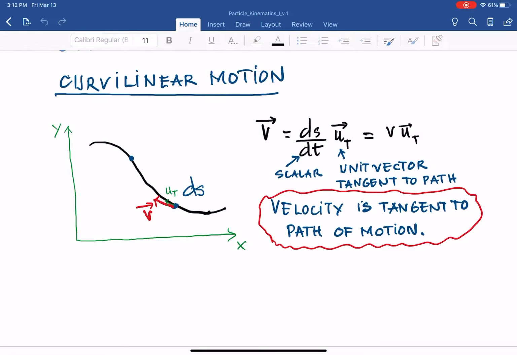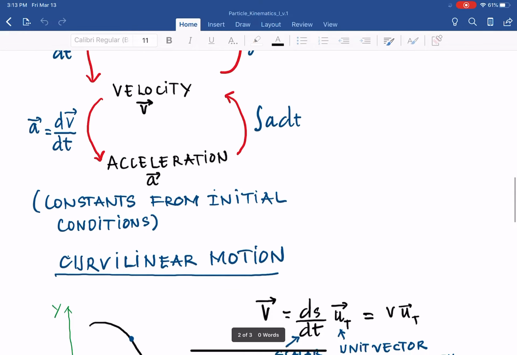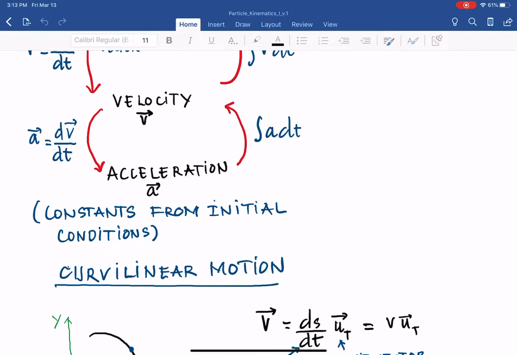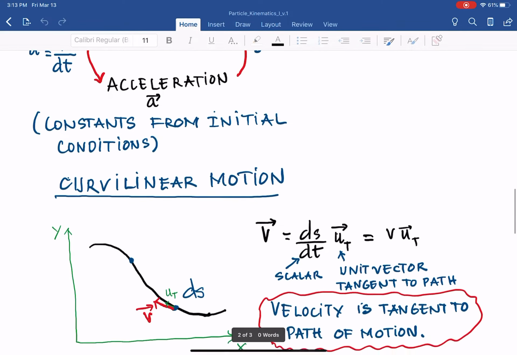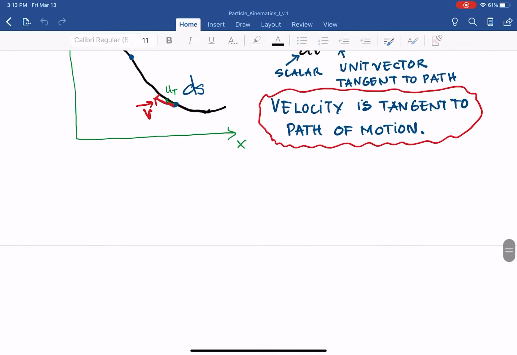So we have discussed the velocity in curvilinear motion, and now let's talk about the acceleration. And for acceleration, from velocity, we take another derivative: a equals dv over dt. So let's do that here.